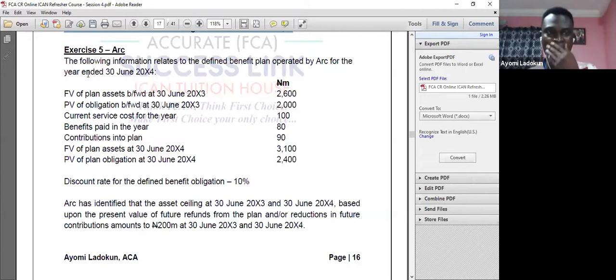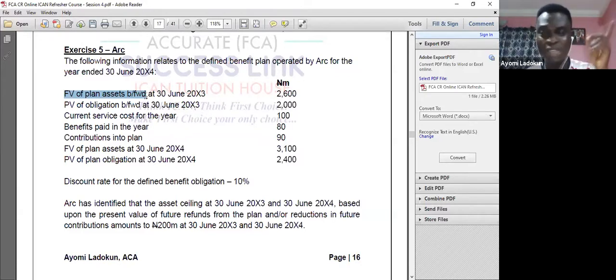Now it said the following information relates to the defined benefit plan operated by HAC. It said present value of asset brought forward. Can you see? He has already calculated it for me. He said brought forward. So that's why you just need to be up and doing, know what you are doing and try to understand. He said brought forward. So you are not asking, if you see this kind of question in exams, where's my obligation?